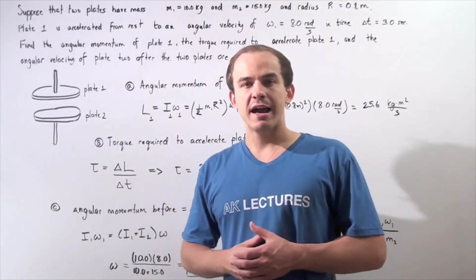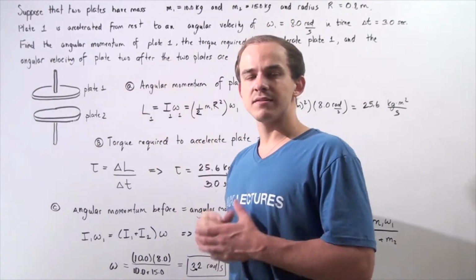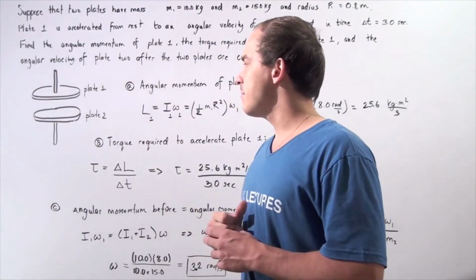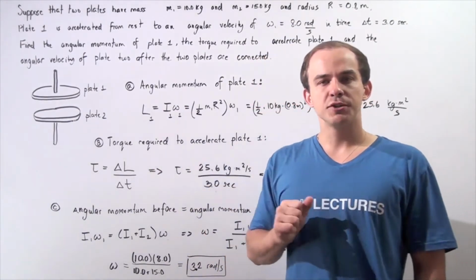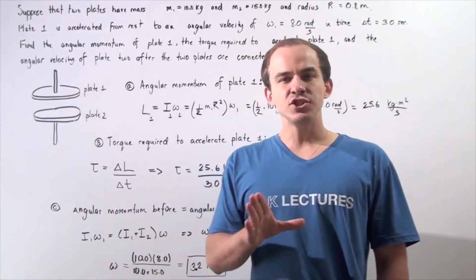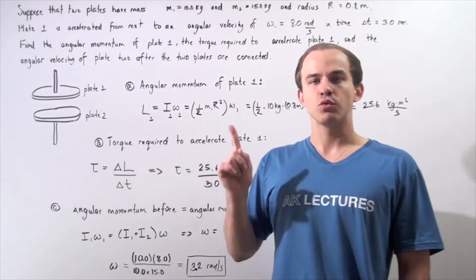Let's suppose that we have the following two objects, plate 1 and plate 2. Plate 1 has a mass of 10 kilograms, plate 2 has a mass of 15 kilograms. Both plates have a radius of 0.8 meters. Initially our two plates are separated by some distance and are initially at rest.